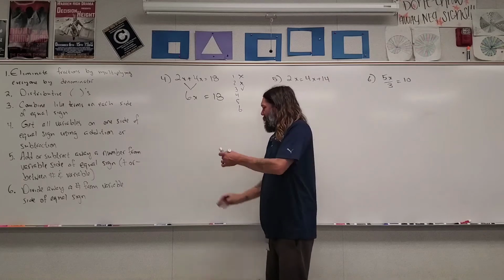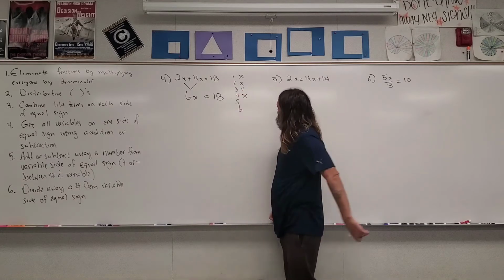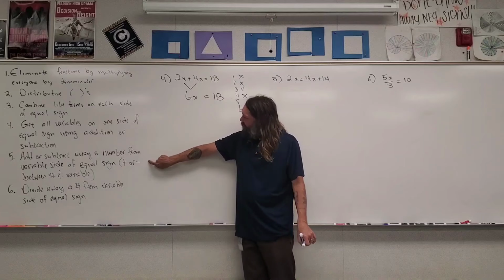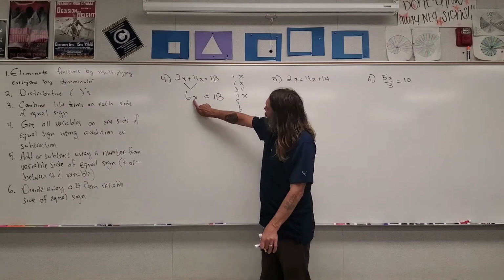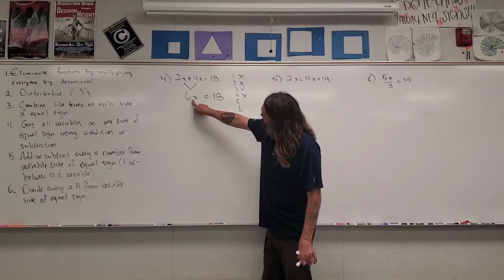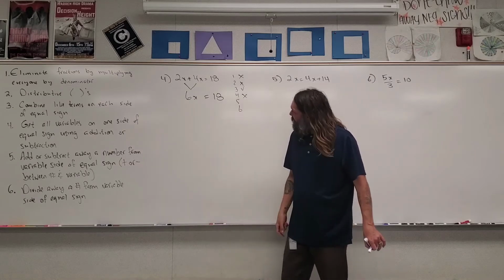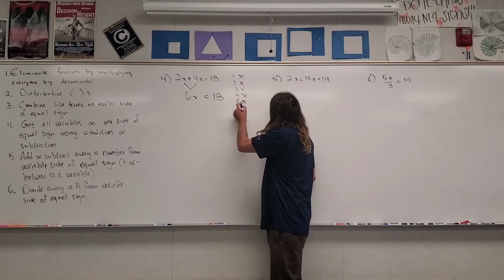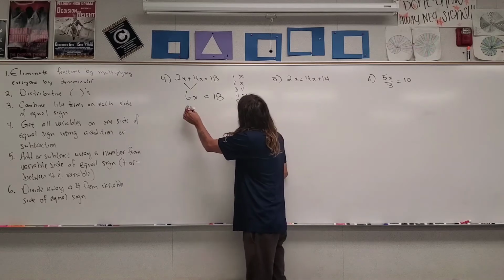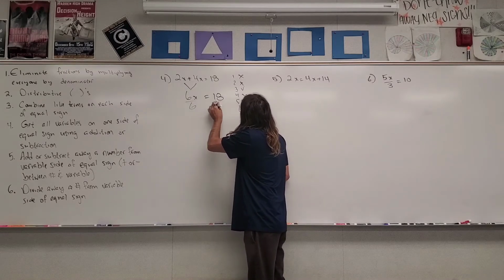No, because they're all on the left, so I can't do step 4. Step 5. Can I add or subtract away a number from the variable side of the equal sign? Do I have anything between there, a plus or a minus? No, I do not. I don't have a plus or minus between the number and the variable, so I can't do step 5, which means I must do step 6, and that's divide away the 6.